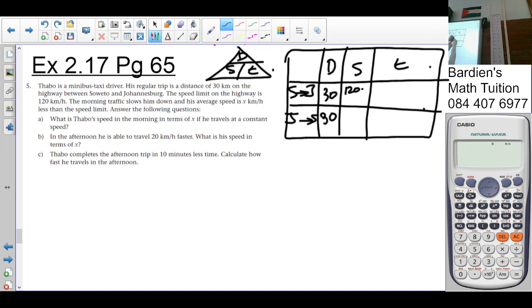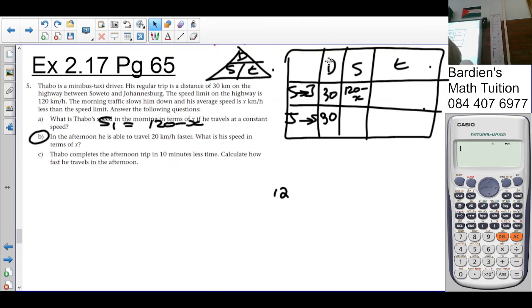The morning traffic slows him down and his average speed is X kilometers per hour slower. Answer the following questions. What is the speed in the morning in terms of X if he travels at a constant speed? So the S1 is in the morning, and that's going to be 120 minus X. Not so? In the afternoon, I'm looking at B now, in the afternoon, he's able to travel 20 kilometers faster. So his current speed is 120 minus X.